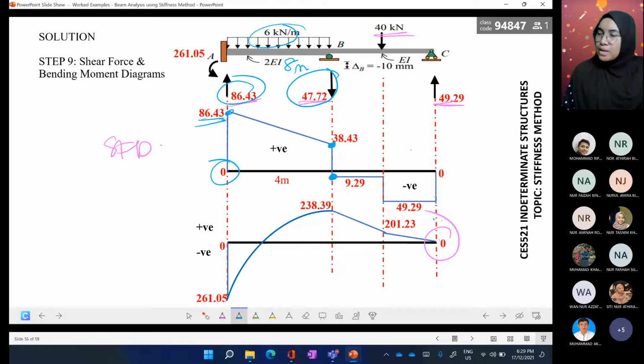Okay, it is 9.29. 9.29 go straight sampai dekat sini, jumpa lagi 40. Okay, turun lagi 40, we get 49.29. Okay, go straight sampai jumpa yang ni, kita dapat kat sini, yang ni positif pula, tadi negatif kan, tambah, kita akan end the diagram at 0. So memang kita akan dapat 1 negatif. So tambah dengan yang ni, so kita akan dapat 0.